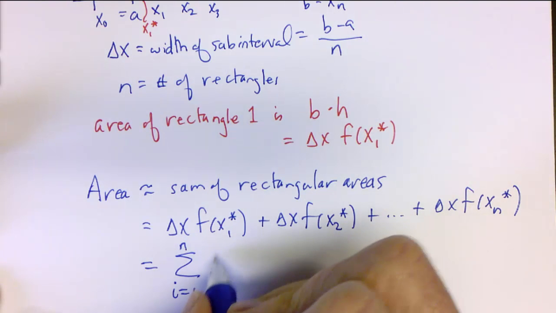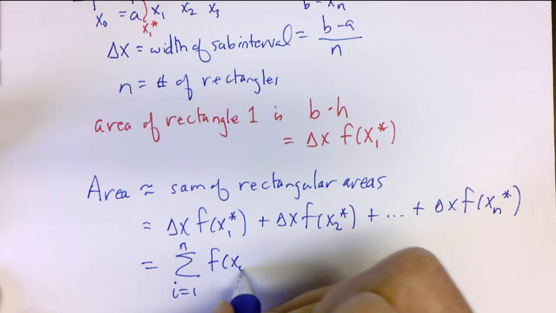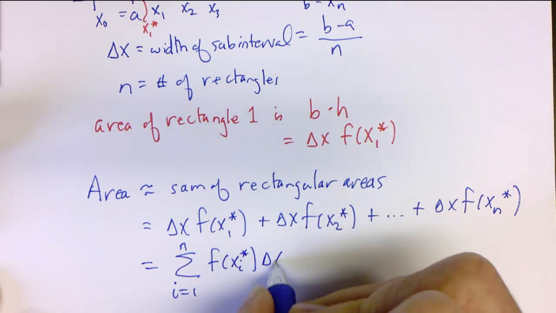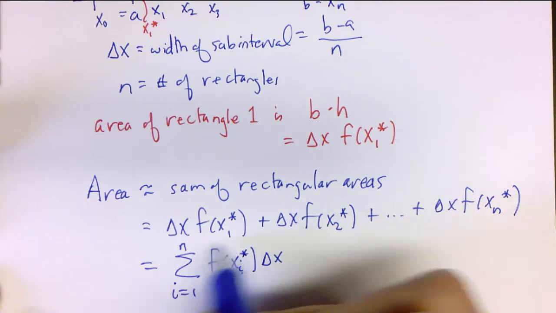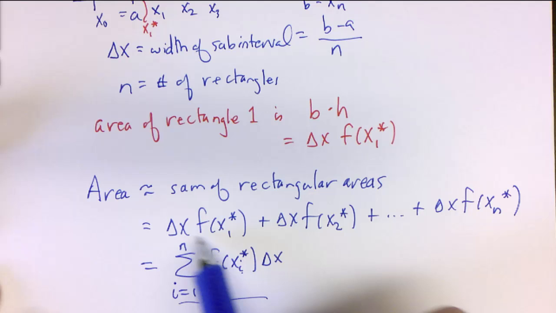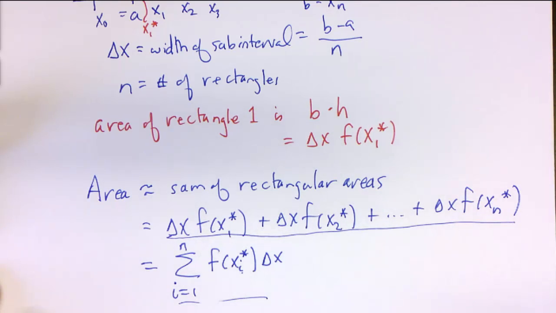Right. So let me write it down here and then I'll say what it means. This means I want to take the sum as i ranges from 1, that's the beginning index, to n, the ending index, of the height of each rectangle, so that's the function evaluated at the ith sample point, times delta x. So this summation notation is just shorthand for this whole business right here. Right? We need to let i be 1, and then 2, and then 3, and then the sigma here means add up those quantities. Okay.